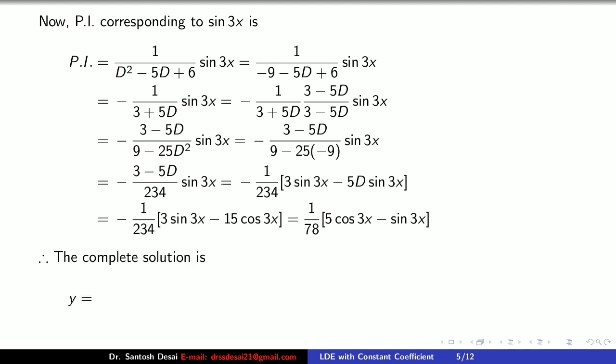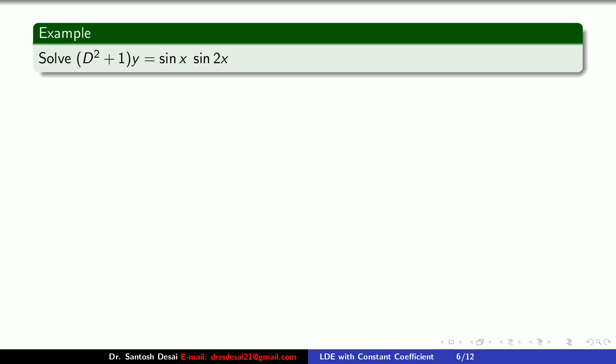So therefore y is equal to, CF is C1 e raised to 2x plus C2 e raised to 3x, and then we just add PI. So this is plus 1 upon 78 into 5 cos 3x minus sin 3x. So if you follow this procedure, then one can easily solve any examples based on this. So let us consider one more example.